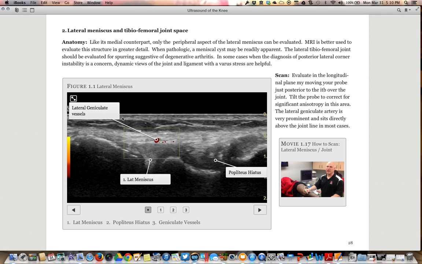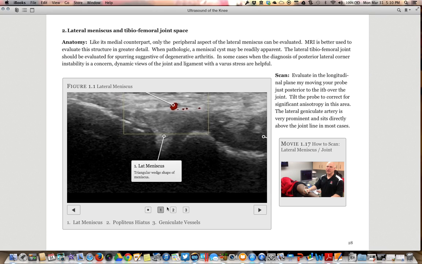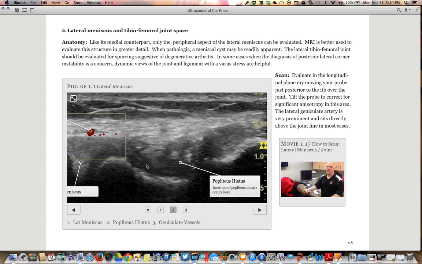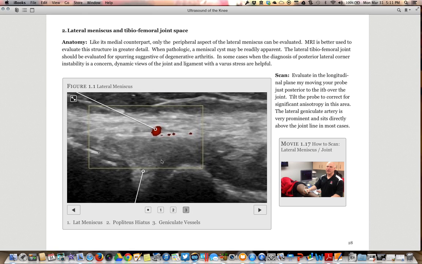Here we see the lateral geniculate vessels, popliteus hiatus, and the lateral meniscus. The meniscus is a triangular shaped structure between. The popliteus hiatus always has a curved little approach here where popliteus attaches and is very anisotropic. And the vessels are very prominent when you turn your Doppler on. Let's look at how to scan this area.